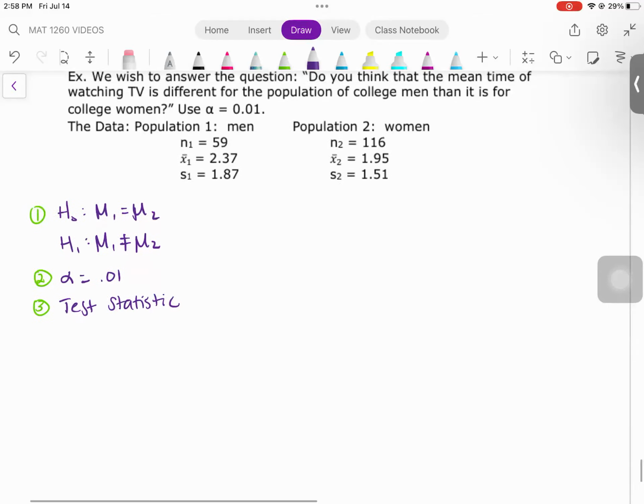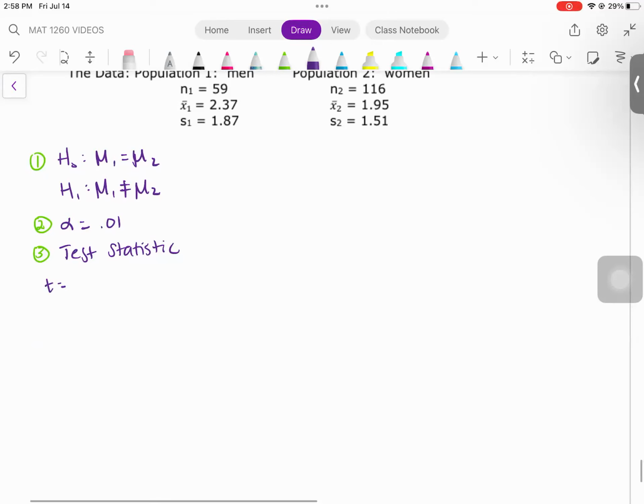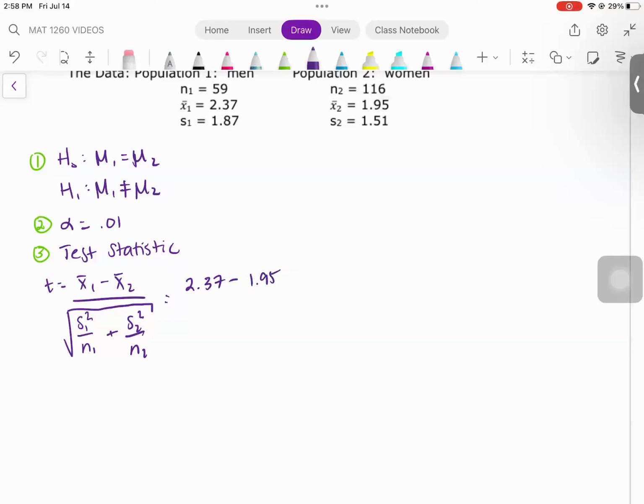Step 3, we calculate our test statistic. That formula, T equals X bar 1 minus X bar 2 divided by the square root of S1 squared over N1 plus S2 squared over N2. We've got those values summarized at the very top here. X bar 1 is 2.37 minus 1.95, divided by the square root of 1.87 squared over 59 plus 1.51 squared over 116.